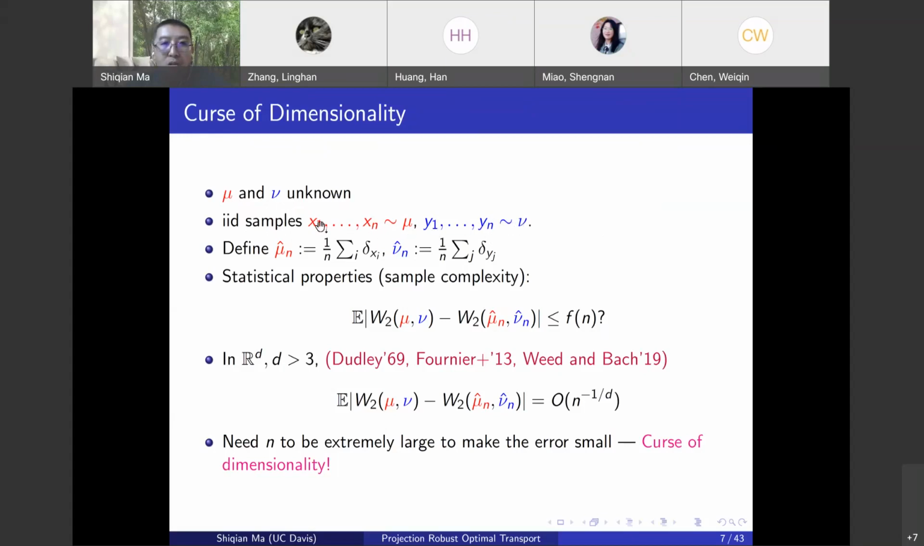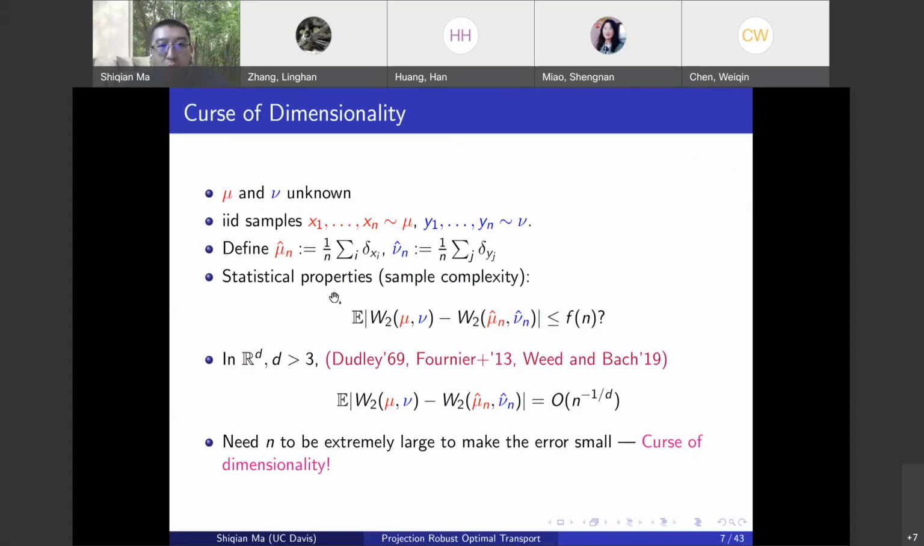Using those sampled data, we're able to define the empirical distributions. So we use mu hat and nu hat to denote the empirical distributions. For these two empirical distributions, they are discrete, they are known. So then we can compute the Wasserstein distance between these two empirical distributions, by just solving a linear programming problem.